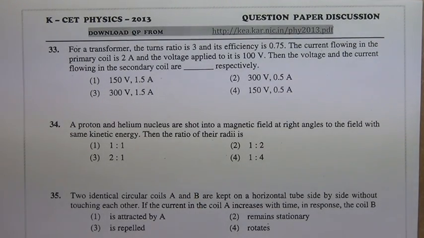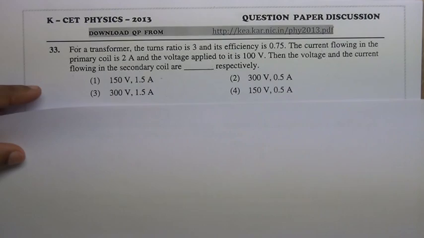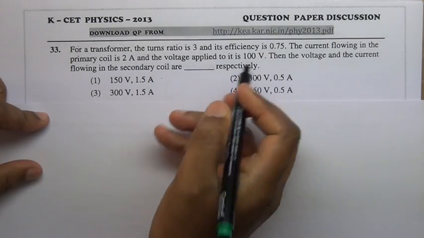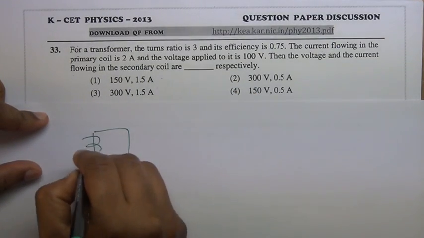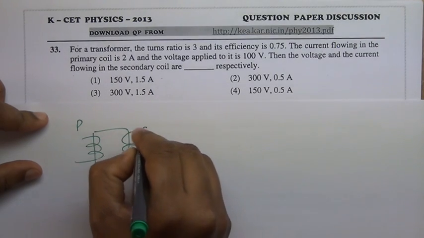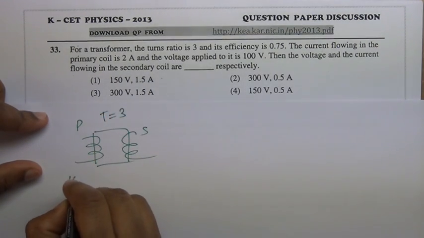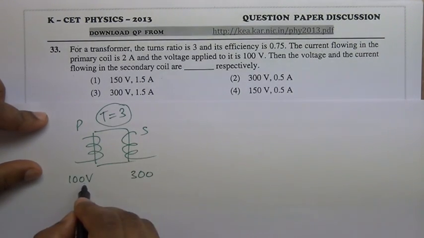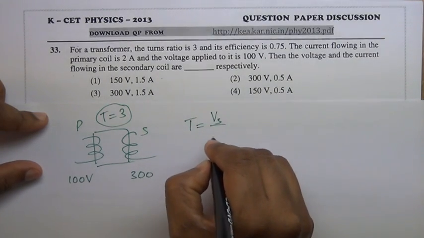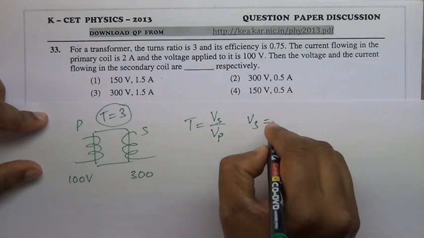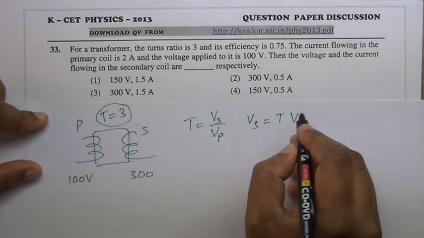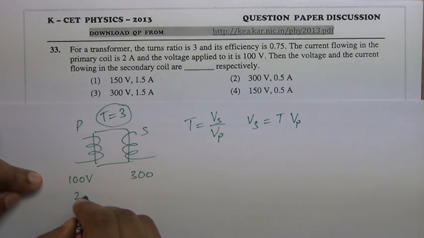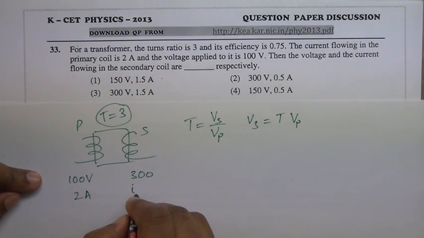For a transformer, turn ratio is 3 and its efficiency is 0.75. Current flowing in the primary of the coil is 2 ampere and voltage applied is 100. If this is a transformer, primary, secondary, turn ratio is 3, input is 100, then output is 300, because turn ratio is voltage at the secondary by voltage at the primary. Voltage at the secondary is turn ratio times voltage at the primary. So 3 times 100 is 300. It is also given current is 2 ampere. So current at the secondary is wanted.